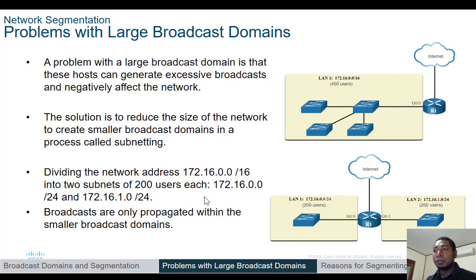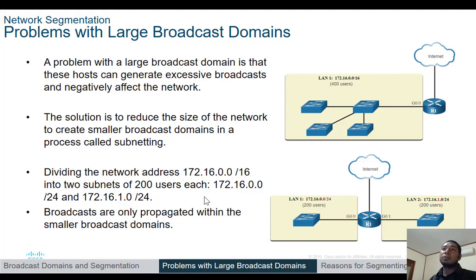How is that broadcast forwarded? Each of those segments will have a broadcast address. So you have the first address, which is a network address. You have the last address, which is a broadcast address. So you don't use the first and the last. Whatever is in between, that's what's called your usable address range.